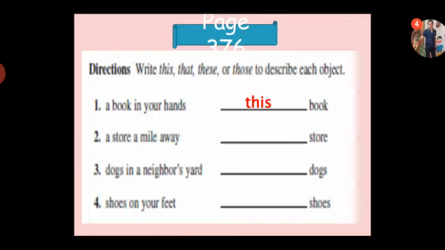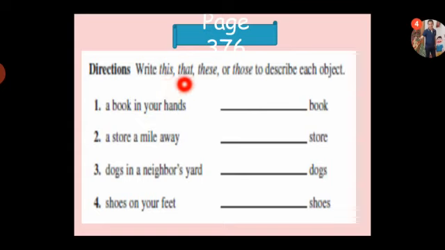Page 376. Directions: write this, that, these, or those to describe each object. Number 1, a book in your hands. Which one of these demonstrative adjectives should be used here, guys? Which one can be used to refer to the book? He says here, book, only one, right? So I have to narrow my choices to this and that.